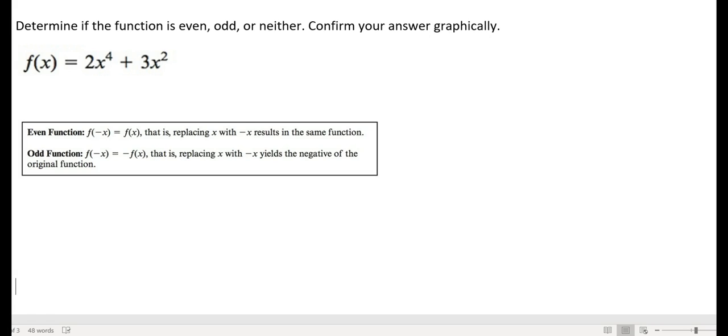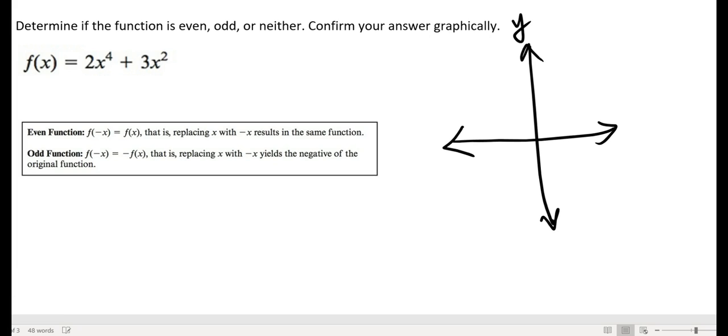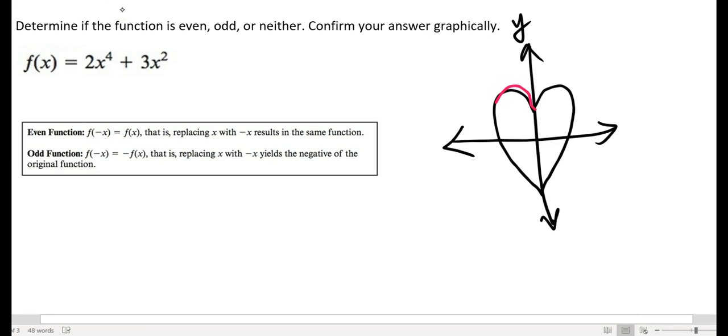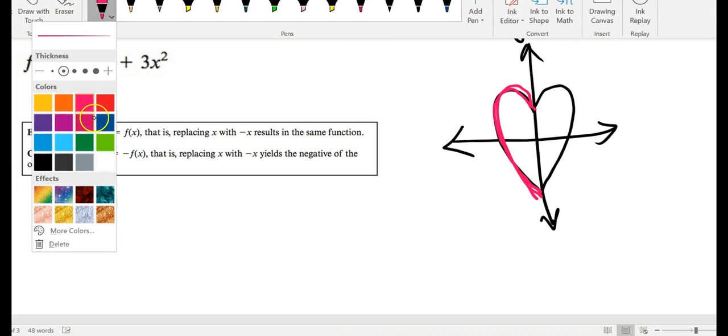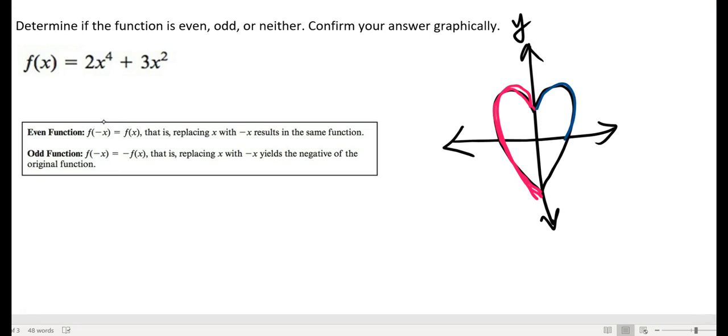Now, it asks us to confirm it graphically. So let's just review what an even function should look like if you graph it. When you have an even function, it should be symmetrical about the y-axis. That means if you were to fold your paper in half along the y-axis, then it will mirror both sides. So for example, you can see that this side is a mirror image of the other side.